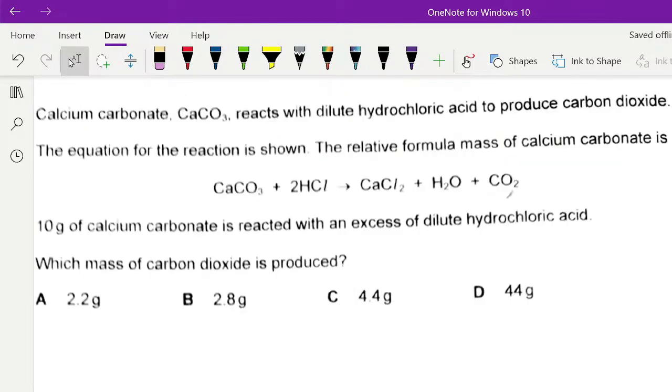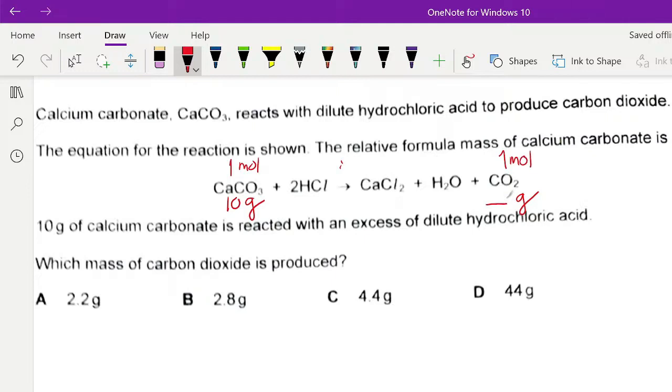Calcium carbonate reacts with acid to produce carbon dioxide, and 10 grams of calcium carbonate is reacted with excess dilute hydrochloric acid. Which mass of carbon dioxide is produced? So here we have 10 grams, and we want to know the mass of carbon dioxide produced in grams. All right, so from the equation we can see that the ratio is 1:1, and this is the molar ratio. 1 mole of calcium carbonate gives you 1 mole of carbon dioxide.